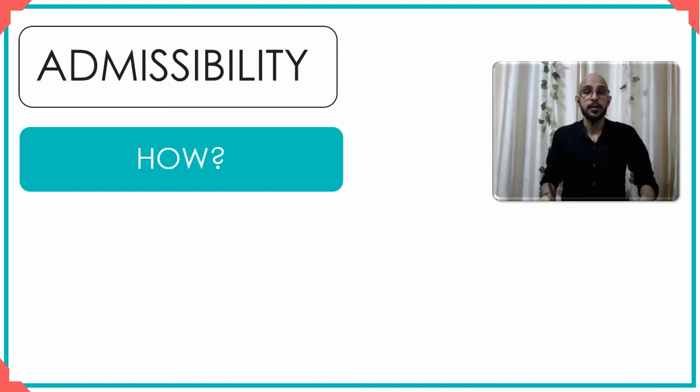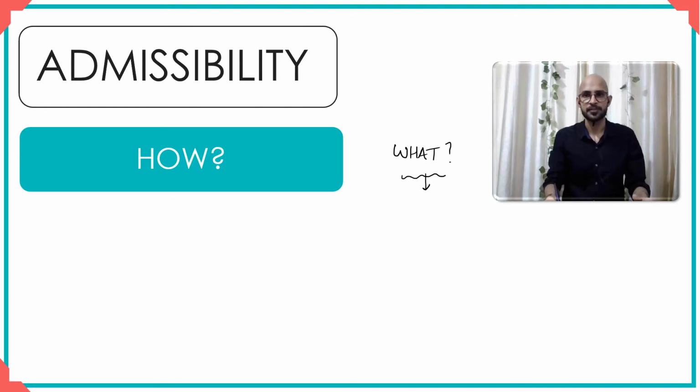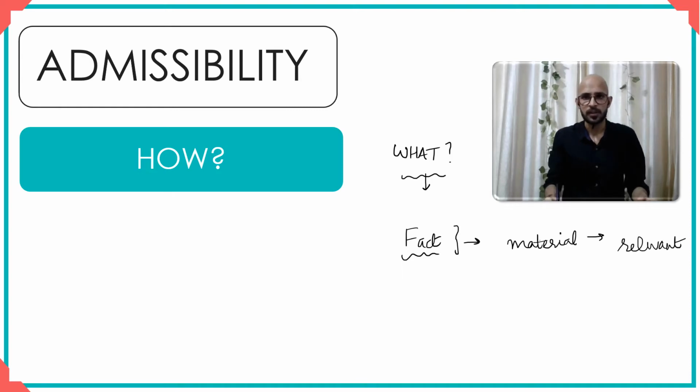As we know, it addresses the question how. And we look at this question once the question what has already been answered, which we saw in our previous lesson, which means that if it has been satisfactorily answered, the fact was material. In other words, the fact was relevant. Now, the fact is relevant. Does that mean that you can go ahead and present the evidence? Or is there something more about the manner in which it should be presented?